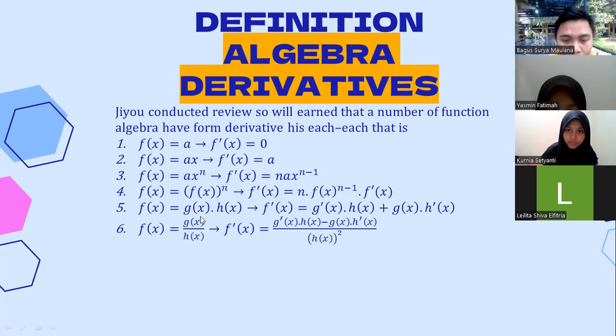And for the multiplication of functions, for g(x) times h(x), the derivative of it is g'(x) times h(x) plus g(x) times h'(x). And then for the division, that is g(x) over h(x), the derivative of it is f'(x) equal to g'(x) times h(x) minus g(x) times h'(x) over h(x) squared.